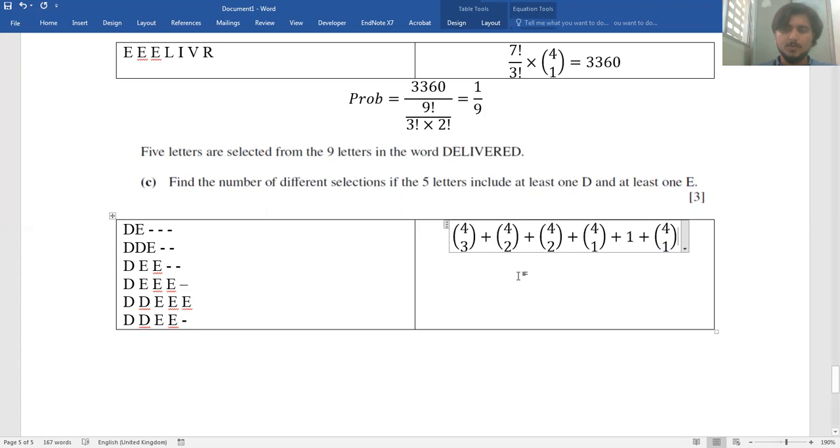So 4C1 is 4. We add all of them: 4, 4, 4, 6, 6, and 1. So we end up getting this as 25. Okay, so that is about it, I believe.